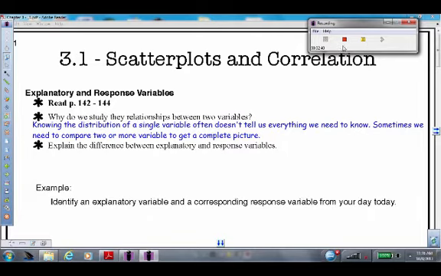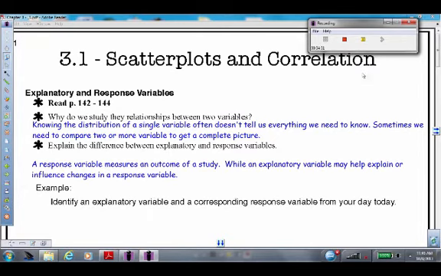So what's the difference between explanatory and response variables? A response variable measures an outcome of a study, while the explanatory variable may help explain or influence changes in the response variable.